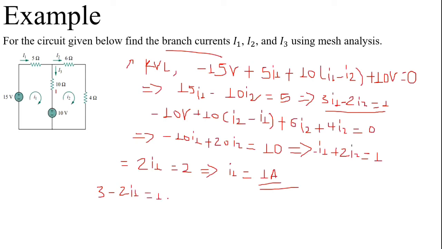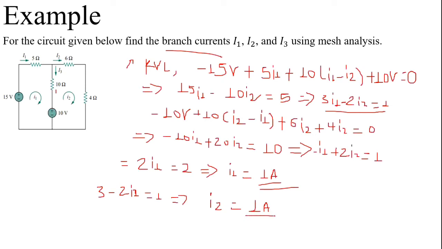So for this equation, I mean which is I2, yes, I2. So I2 can also be calculated as, if we subtract 3 on both sides, I2 equal with 1 ampere, okay? So now we have calculated these two mesh currents.